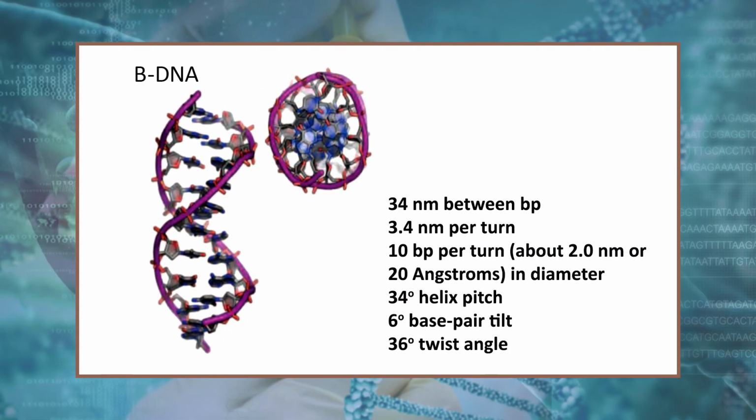It has 0.34 nanometers between base pairs. It has 3.4 nanometers per turn, about 10 base pairs per turn, and a 20 angstrom or 2 nanometer diameter of the double helix. It has a 34 degree helix pitch, 6 degree base pair tilt, and a 36 degree twist angle in it.